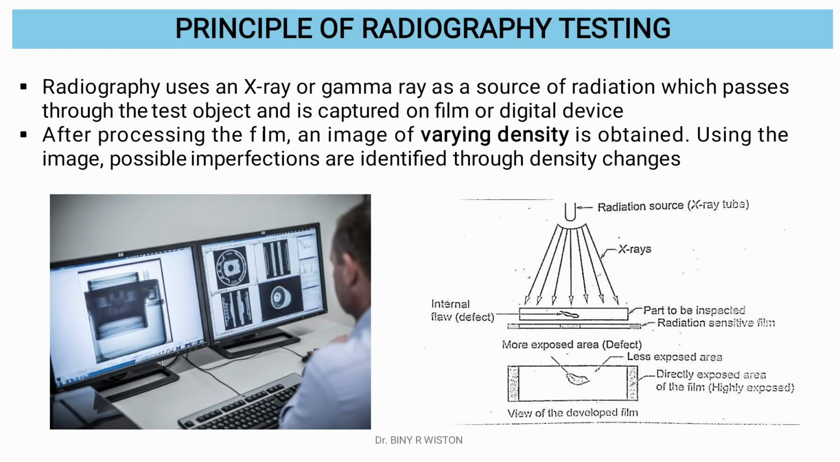The film darkness will vary with the amount of radiation reaching the film through the test object, where darker areas indicate more exposure and lighter areas indicate less exposure. This variation in the image darkness would be used to reveal the presence of any flaw or discontinuity inside the material.